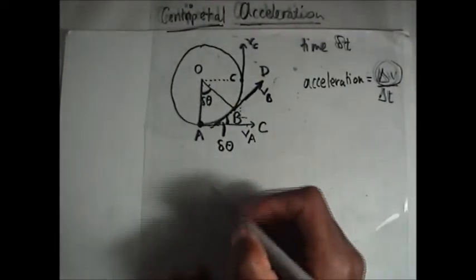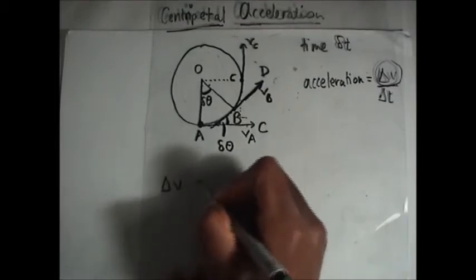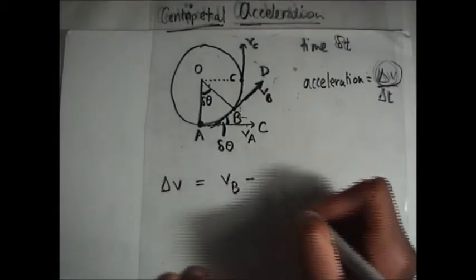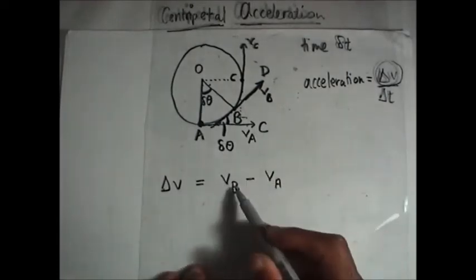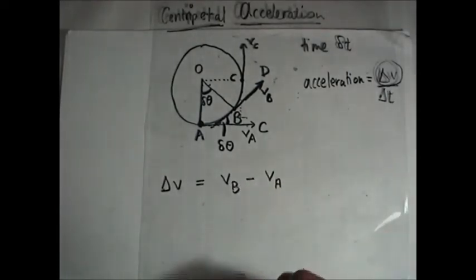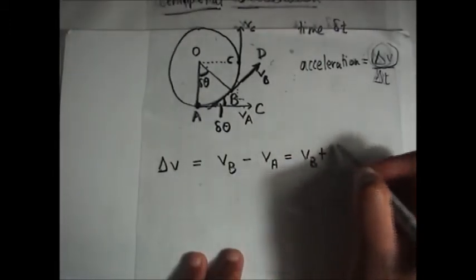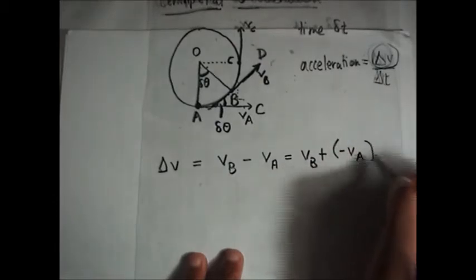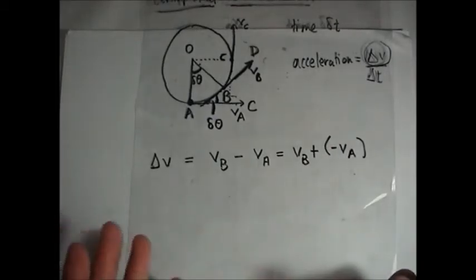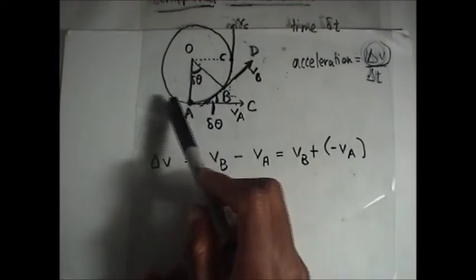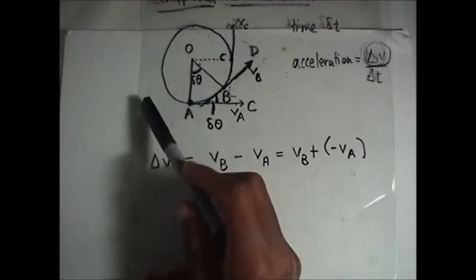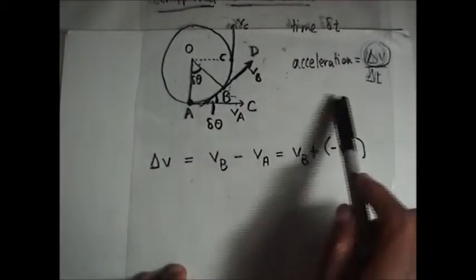We know that our delta V is equal to VB minus VA, obviously v final minus v initial. That is the change in velocity. But we can rewrite this as VB plus minus VA. And what is minus VA? In vectors, when you do a negative, you basically mean in the opposite direction. So can you see VA is facing due east? So when you put a negative, it will now face due west, like this. North, south, east, west.